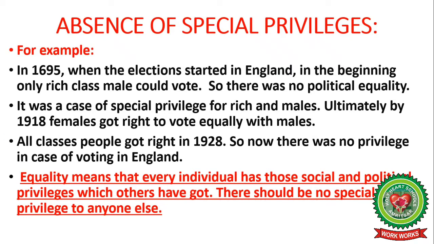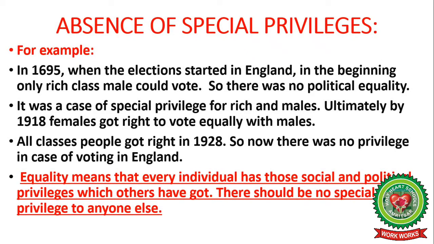Today, India is the largest democratic nation. No doubt China is the most populated, but that's not a democratic nation. Democracy is in India and India is the largest democratic nation. But mother of democracy is England, because first of all democracy started in England and in 1695 the election started in England, and at that time voting right was not equally available to all. It was available only to the rich class and only to the males.